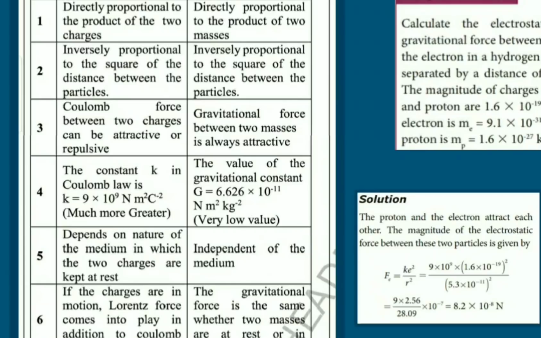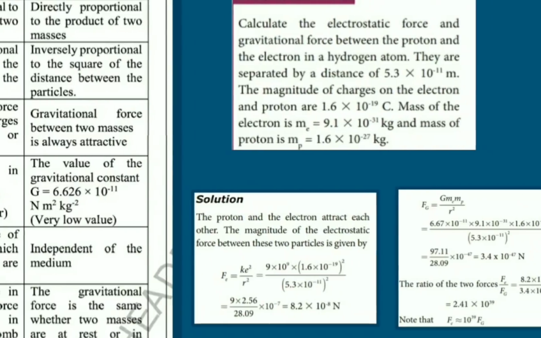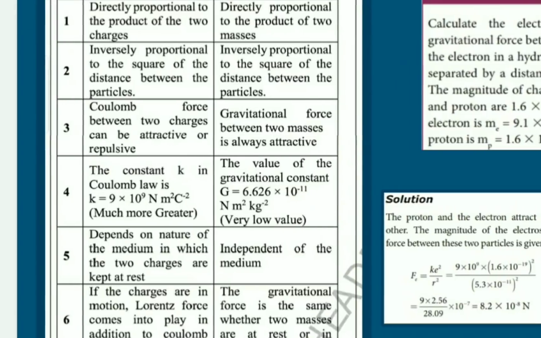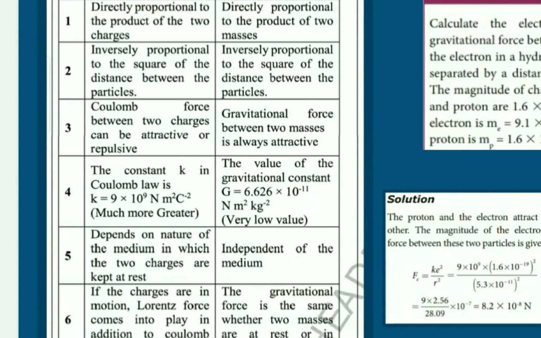The fourth one, the constant K in Coulomb's law is 9 into 10 power 9 Newton meter square per Coulomb square. But the gravitational constant is given as 6.626 actually, but its value is actually, you can see it over here, 6.67. There is a small variation in that one. Actually, even in last year's book's errata, it was not changed. We are expecting it to get changed in the new edition of the book. We will be receiving it shortly, right? The value of the gravitational constant is normally 6.67 into 10 power minus 11 Newton meter square per kilogram square. So in comparison to that value, this is a very, very low value.